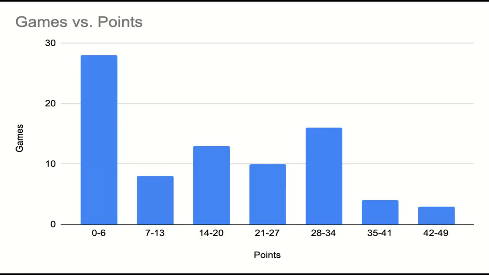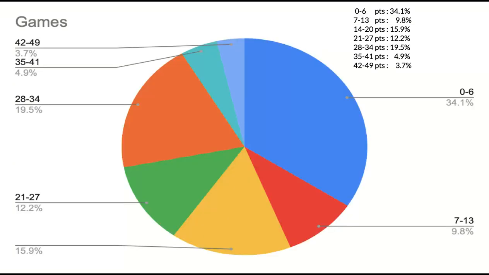Here we have another chart that is comparing games versus points. Here we see a range of points versus total amount of games played. Here's a pie chart that provides the percentages. Again, all this information is meant to defend their claim.